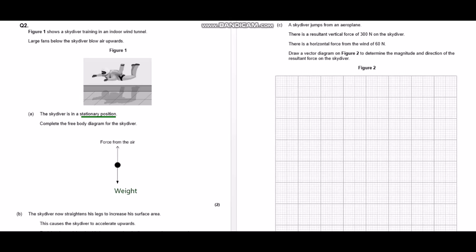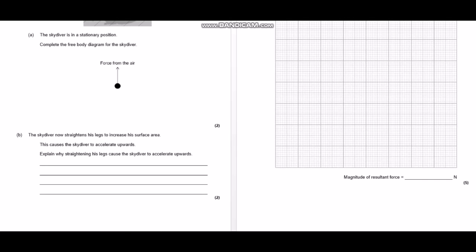So it's 2 marks, one for labelling the force weight, and the other one for drawing the force correctly in the right direction and roughly the same size. Pause the video here because these labels will move in a second.